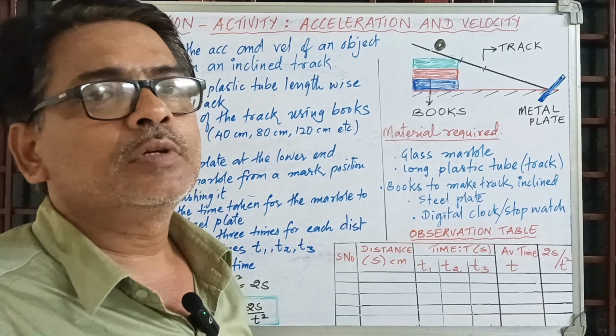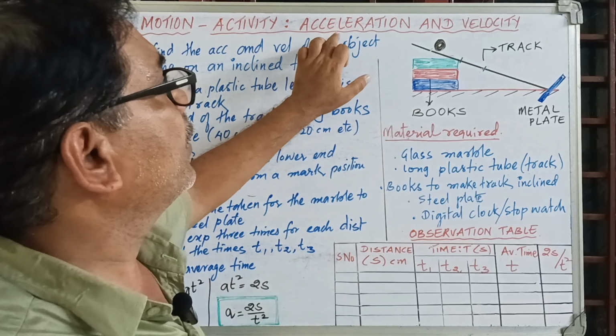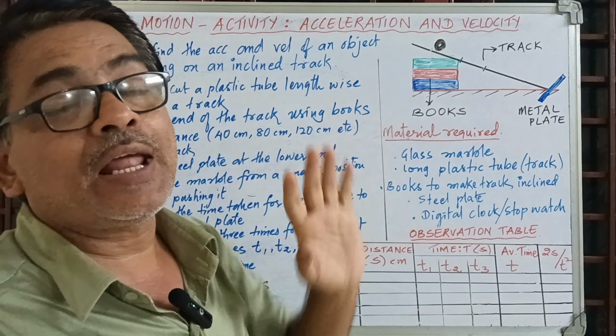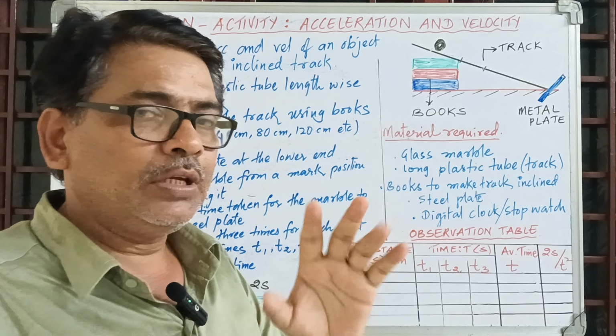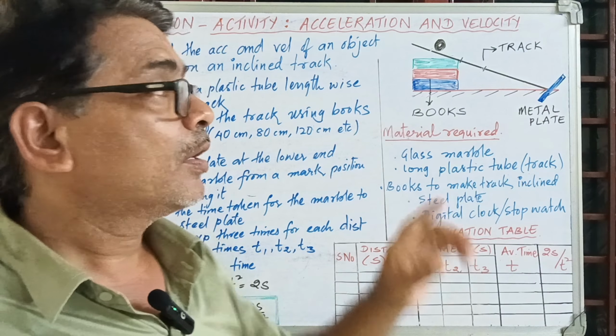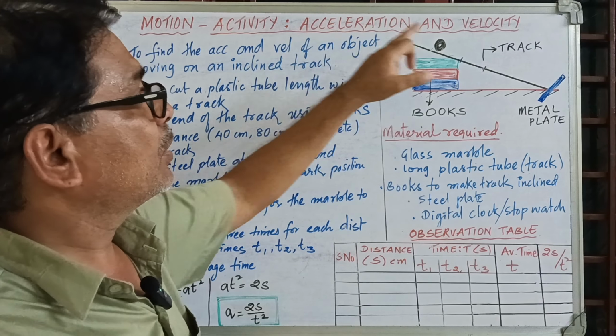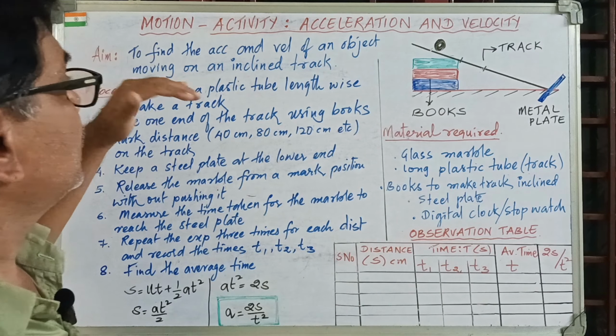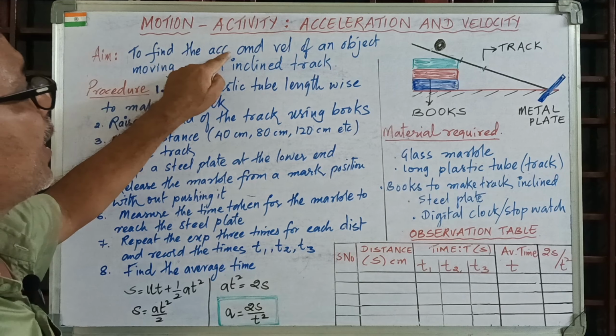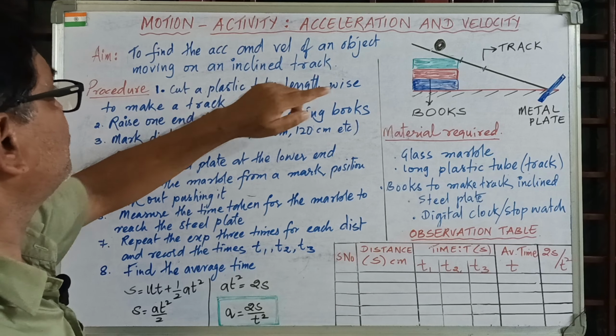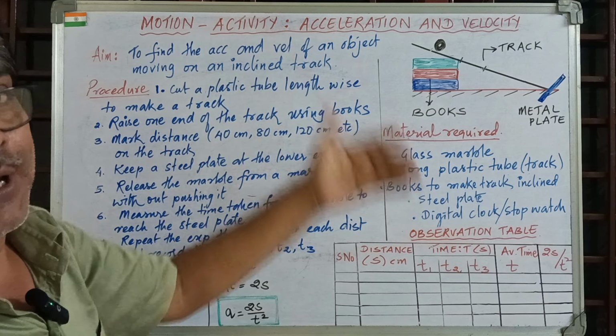Today we are going to study the relationship between acceleration and velocity with an activity. Activity in the lesson motion: relation between acceleration and velocity. So what is the aim? It is to find the acceleration and velocity of an object moving on an inclined plane.